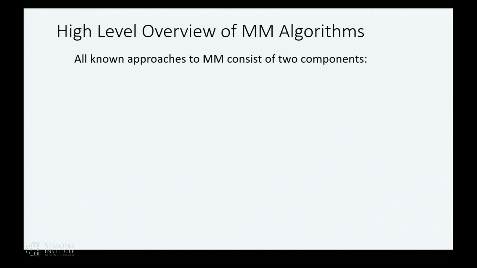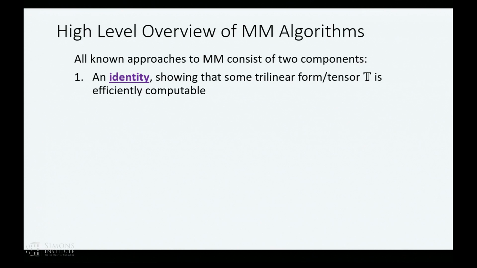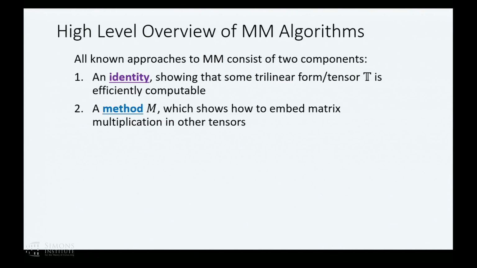There are two components to any matrix multiplication algorithm nowadays. First, you come up with some identity which tells you that some trilinear form, which I'll define in a bit, can be computed very efficiently. Then there's a second component, which is a method to embed our favorite form, matrix multiplication, into this efficiently computable one in some way. We'll narrow in on what I mean over here; this is a very high-level view. Then if you apply this method to the trilinear form that you understand, you get the matrix multiplication algorithm.